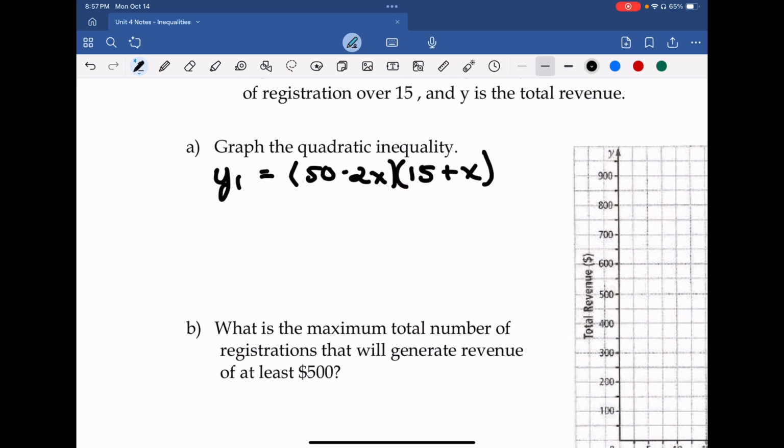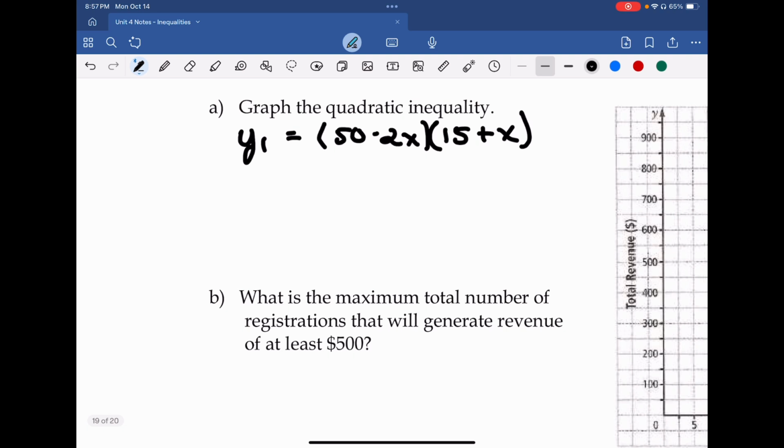To do this somewhat algebraically, I'm going to take these from our quadratic equations unit, take these two brackets, these two binomials, and separate them and solve for the x's to get the x-intercepts. So starting off with this, we're going to go x-intercepts.